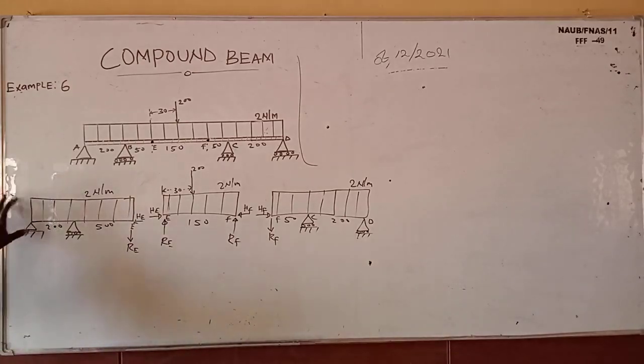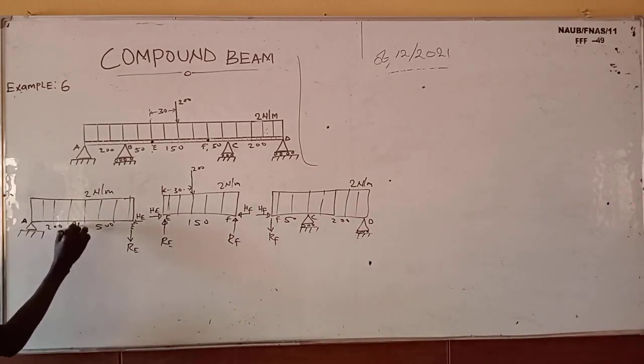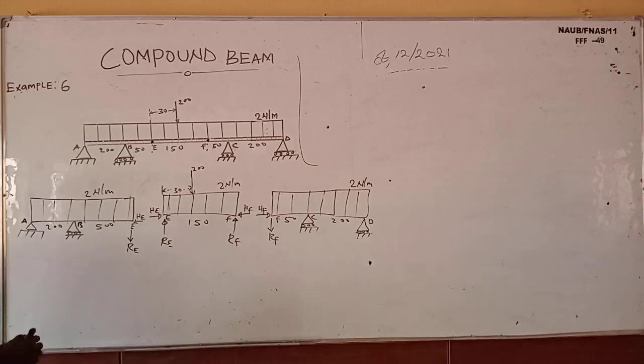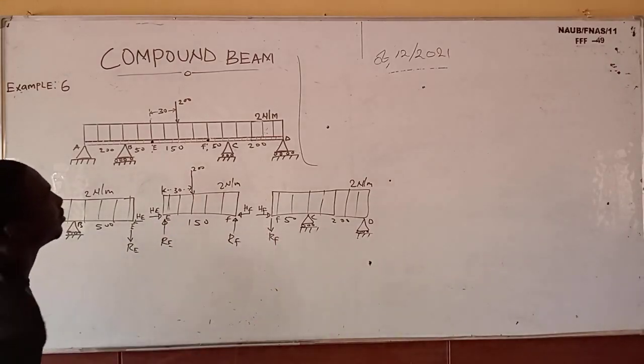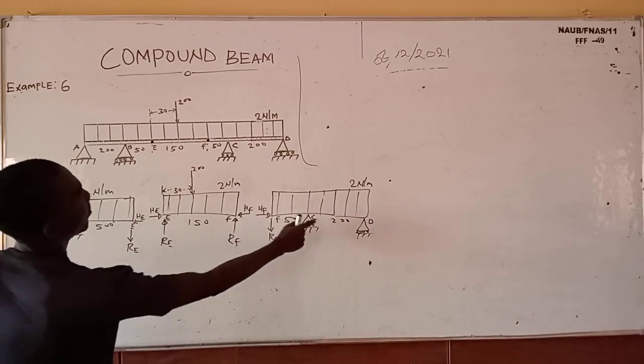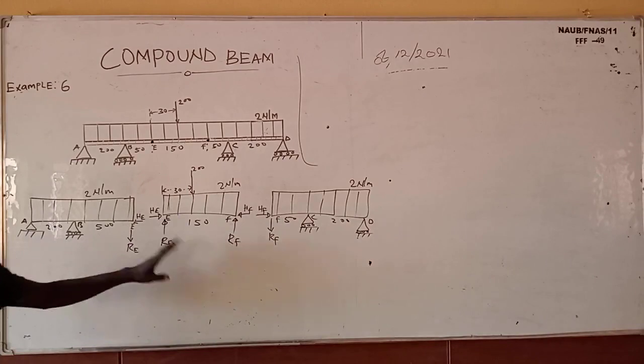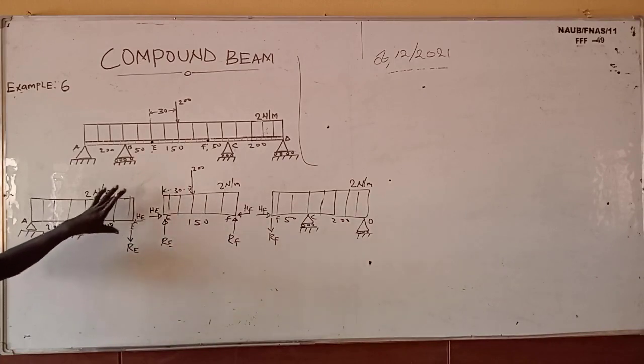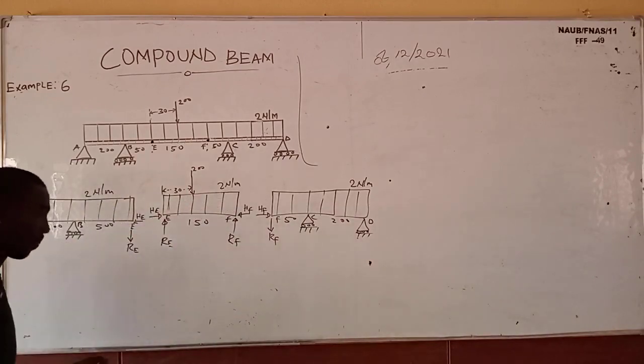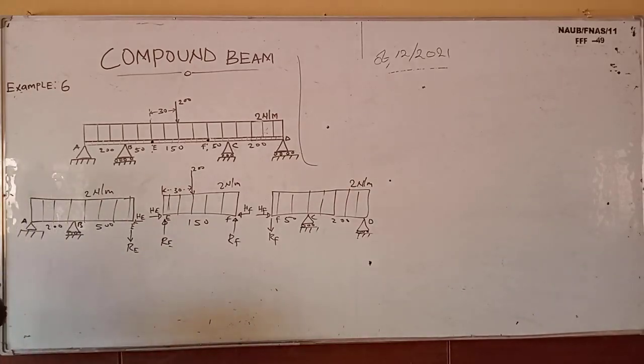Now, are we to start with beam A, B, and E? Or are we to start with beam F, C, and D? No, we are going to start with this. We'll get the internal forces first. When we get the internal forces, then we'll now consider this and that. Okay, so now let's start with beam EF.